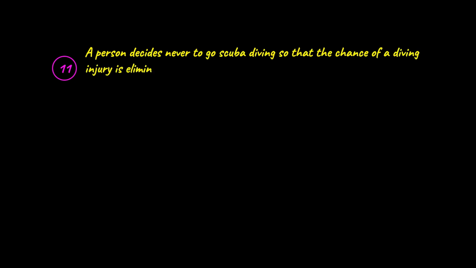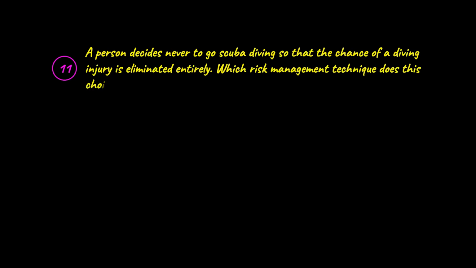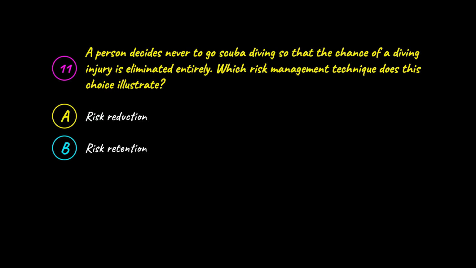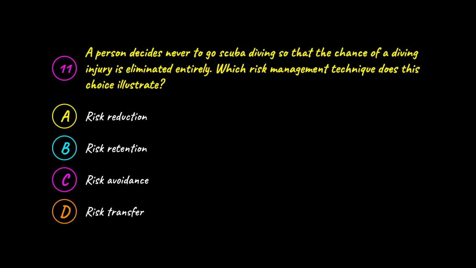Question 11. A person decides never to go scuba diving so that the chance of a diving injury is eliminated entirely. Which risk management technique does this choice illustrate? Your options are A. Risk reduction, B. Risk retention, C. Risk avoidance, D. Risk transfer. Before I reveal it, which one do you think is right?